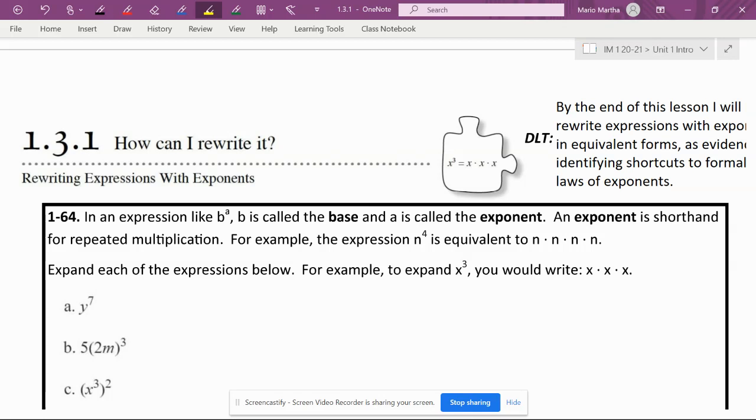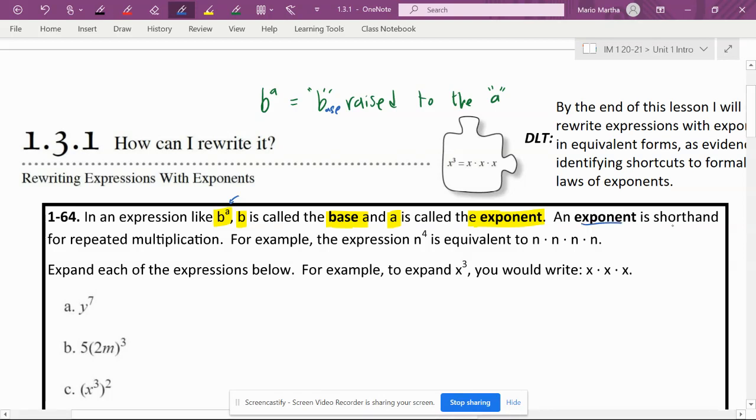First question right there, an expression like b raised to the a. B is called the base, and a is called the exponent. We read this as b raised to the a. Again, the b stands for the base, and the a is a little number on top right there. Usually it's a number, sometimes it can be a variable.